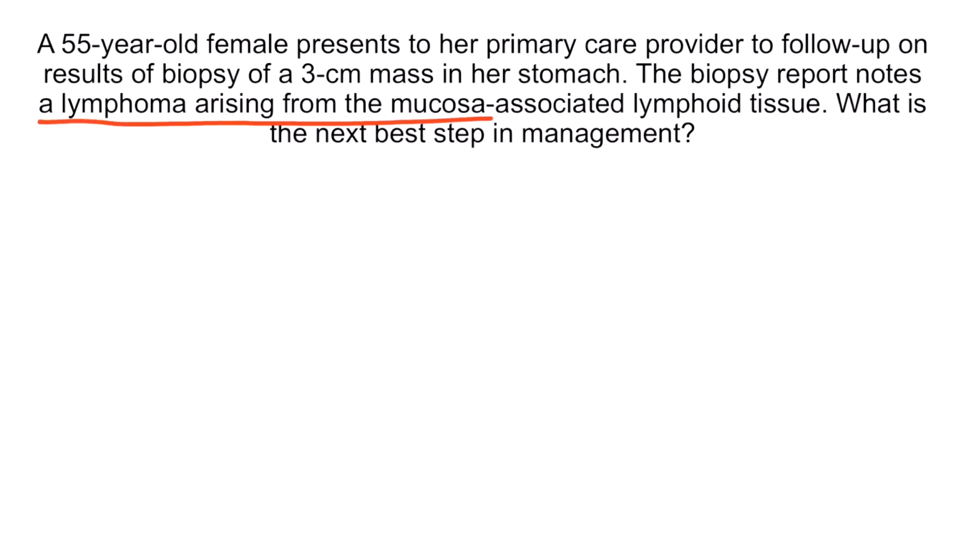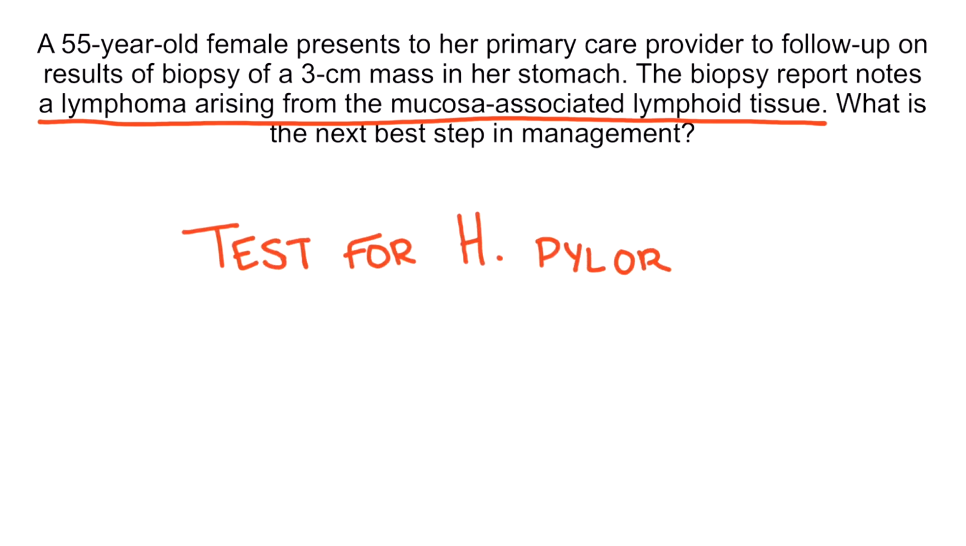A lymphoma arising from the mucosa-associated lymphoid tissue is the description of a MALT lymphoma. All patients diagnosed with MALT lymphoma must be tested for H. pylori infection, as it is present in about 90% of patients with MALT lymphomas. Interestingly, early-stage MALT lymphomas can be treated solely by eradicating the H. pylori infection, which is why this association is so high yield for the boards.